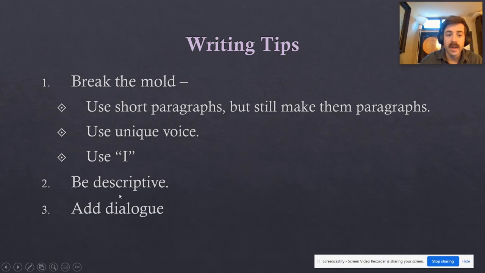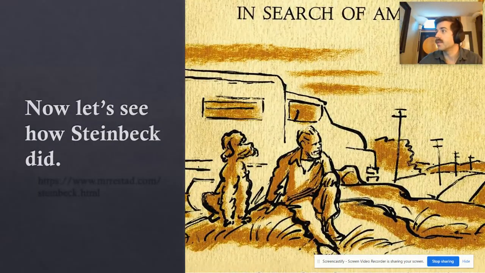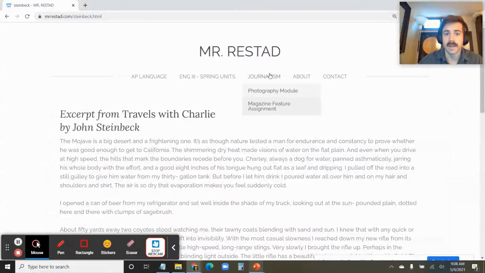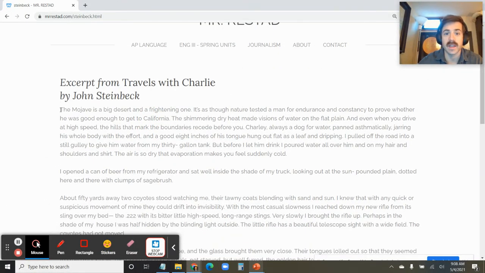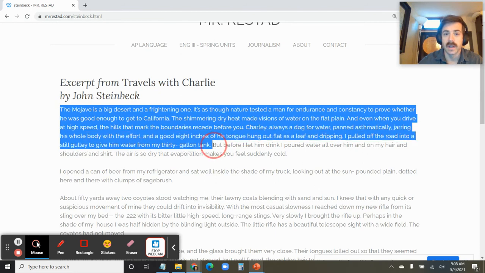And then the last one that you can play around with is, add some dialogue. Have some people talk to each other. And the great thing is it doesn't even have to be people. Because if we take a look at the Steinbeck, let's do a quick analysis of this. So number one, I want you to take a look at the exposition here.